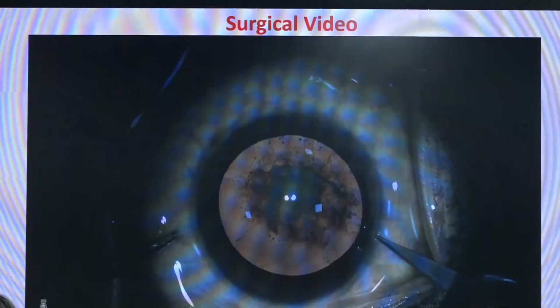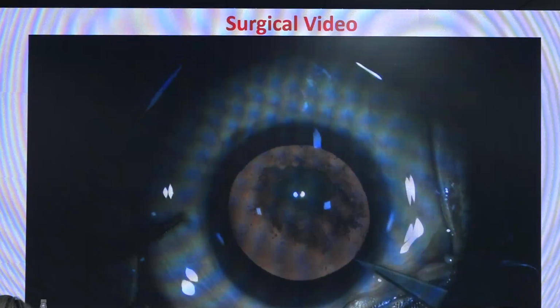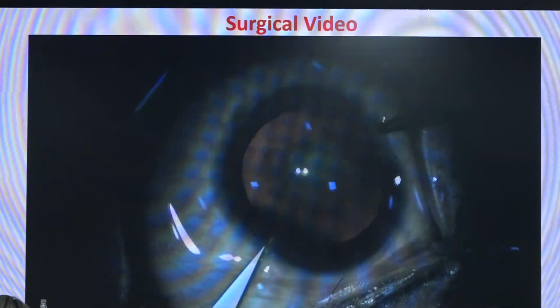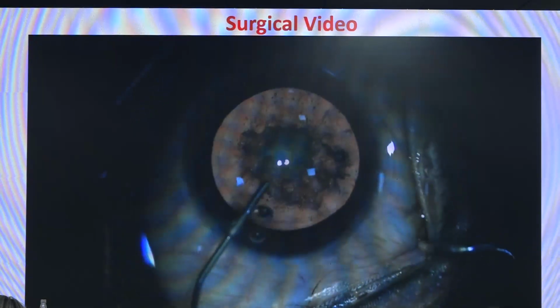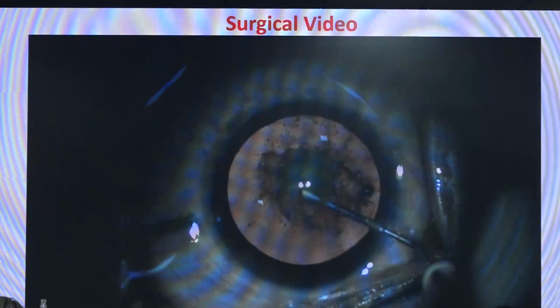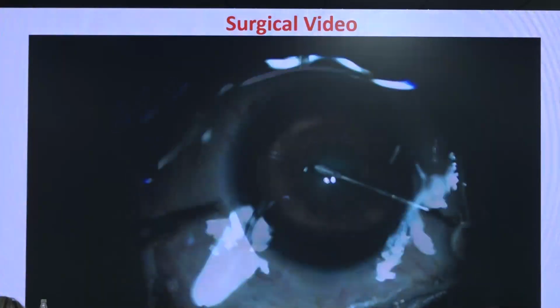So this is a surgical video of a hyperopic eye. The paracentesis is made slightly horizontal to avoid touching the anterior lens capsule. Then I am injecting a high density cohesive viscoelastic to deepen the AC. Performing the capsulorhexis from the side port very slowly and carefully while maintaining a deep AC.